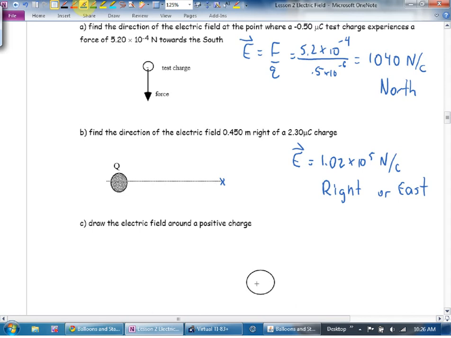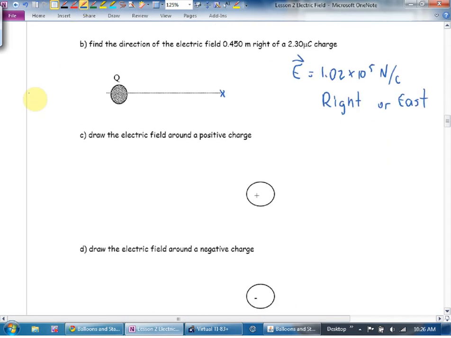C. Draw the electric field around a positive charge. The electric field is millions and millions of electric field lines that go out in every direction. What we draw is a model or a representation. We're going to use arrows to represent electric field lines. The direction is going to be the electric field direction. So don't write this down just yet, but which way would a positive want to move right there if it could?